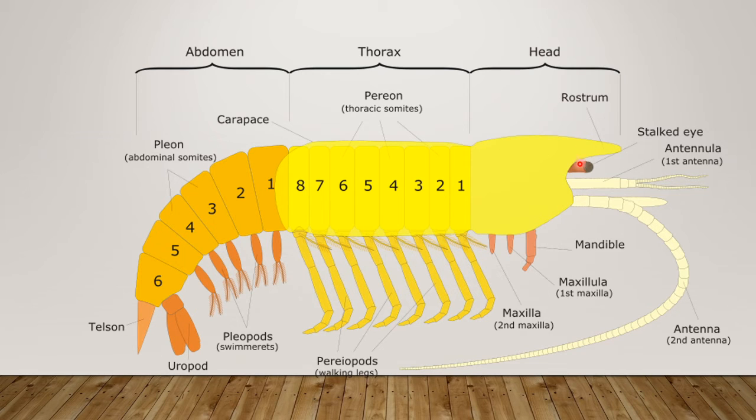Then it has an eye, which is stalked. Then the number of appendages. Prawn has 19 appendages. The first is antennule or first antenna, then second antenna or antenna, mandible, maxillula and maxilla. Then it has 8 pairs of walking legs called pereiopods, and 5 swimmerets, and last is uropod. So with the help of these appendages, it is able to walk or swim efficiently in the water.